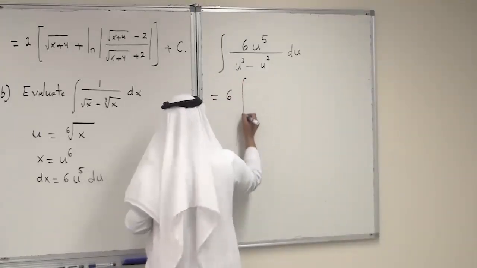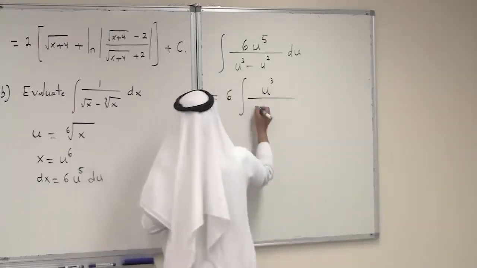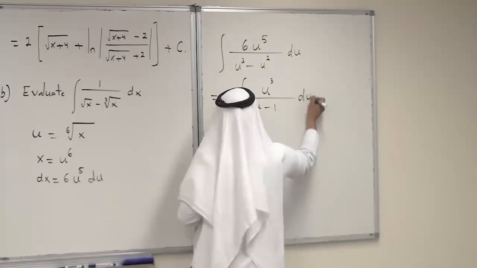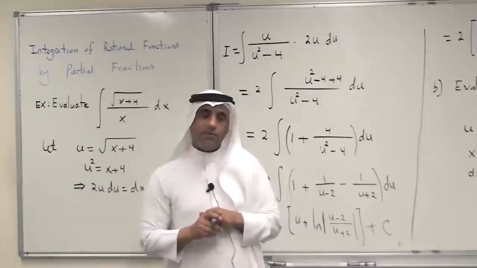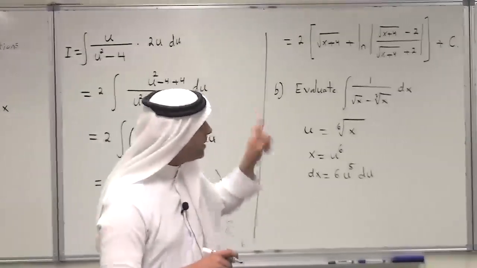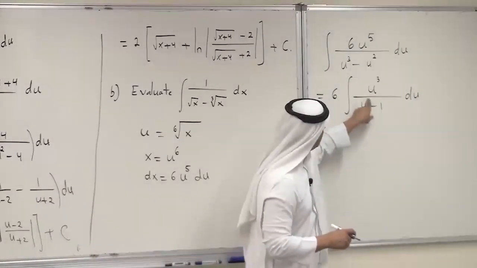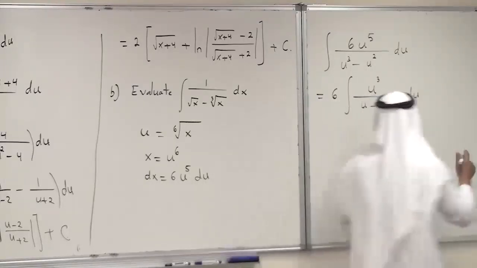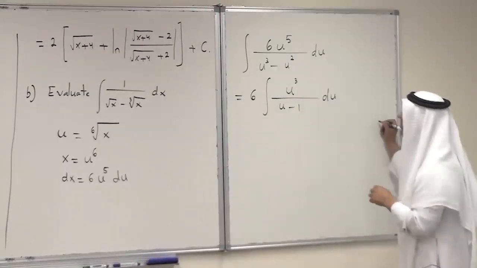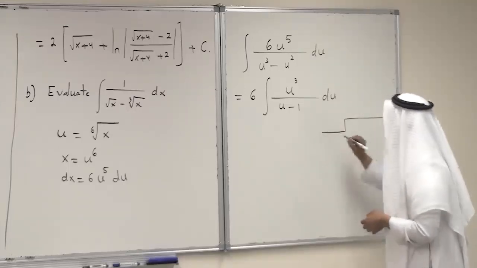What you have is this: 6 times the integral of u cubed over u minus 1 du. Interesting. How to integrate the new form of the integral? Be careful. Always remember that if the degree of the numerator is greater than the degree of the denominator, which is 1, in that case, we need to use simplification. I need to use either long division or synthetic division. It's up to you. Okay, let us use the long division since you are familiar with this.